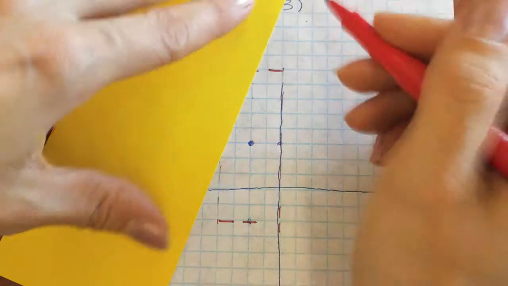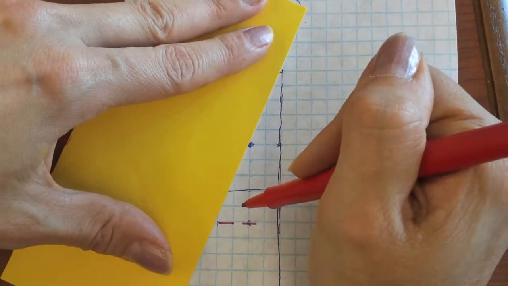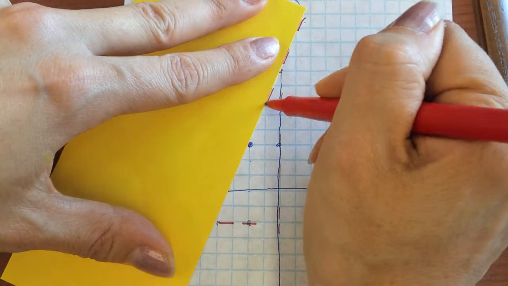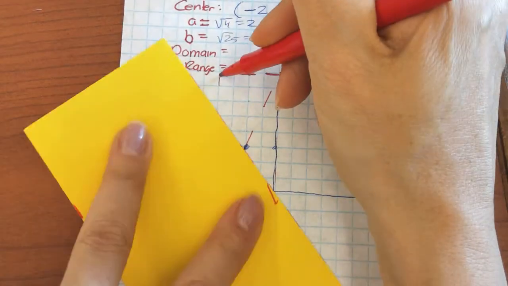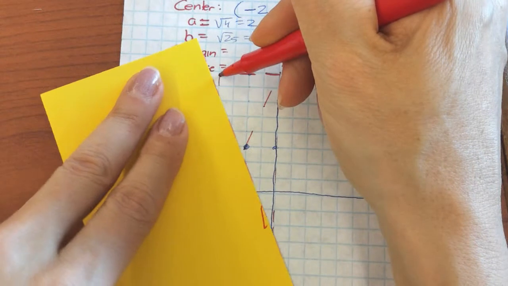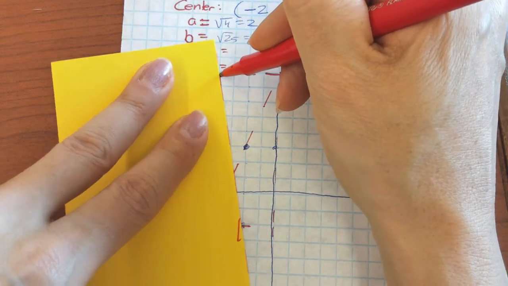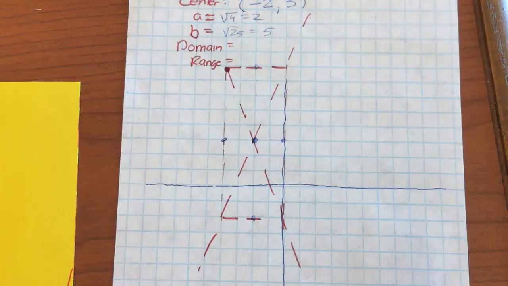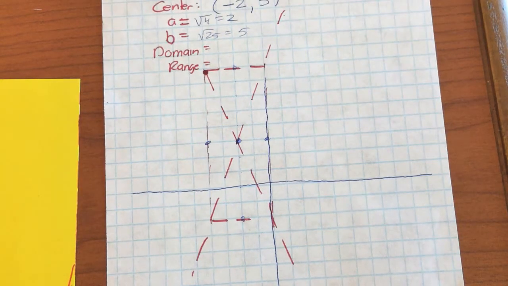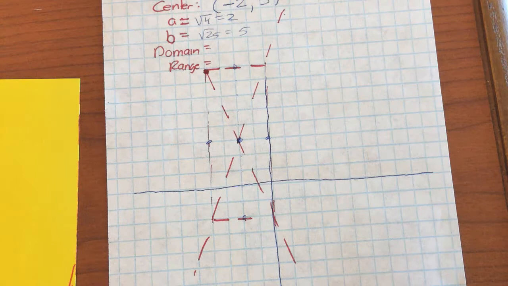And then what you do is the diagonals of the rectangle are asymptotes. So you're going to want to draw in your asymptotes. Again, those are just the diagonals of your rectangle. Okay, so there's my rectangle that I drew using my A and B, and my asymptotes.